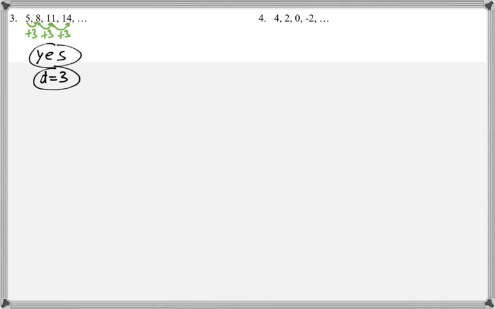For question number 4, to get from 4 to 2, we're subtracting 2. To get from 2 to 0, we're subtracting 2. And to get from 0 to negative 2, we're subtracting 2. So yes, this is arithmetic, and my common difference would be negative 2. So you can have a negative common difference. You're just adding a negative number each time.